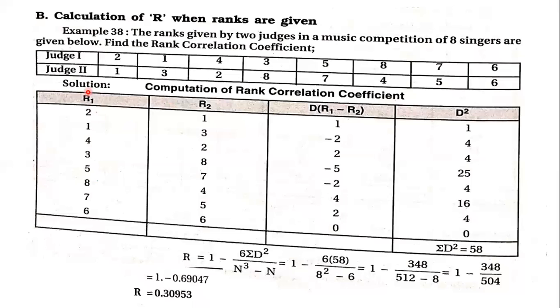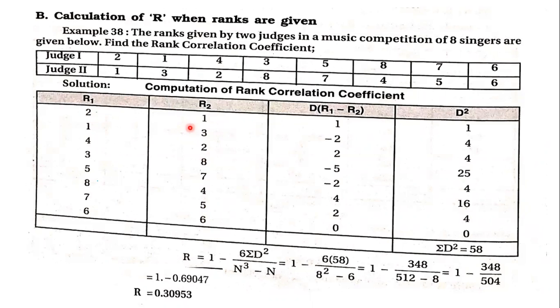Now, let us see. Judge 1 has given the ranks, Judge 2 has given the ranks. Just see if anybody has got the same rank. See, 1, 2, 3, 4, 5, 6, 7, 8. There is no repetition of ranks, right? The one is not repeated anywhere here. One repeated across columns is okay, but in the same column, the number should not be repeated. Here also 1, 2, 3, 4, 5, 6, 7, 8. No numbers are repeated. So now let us find the difference between R1 and R2.